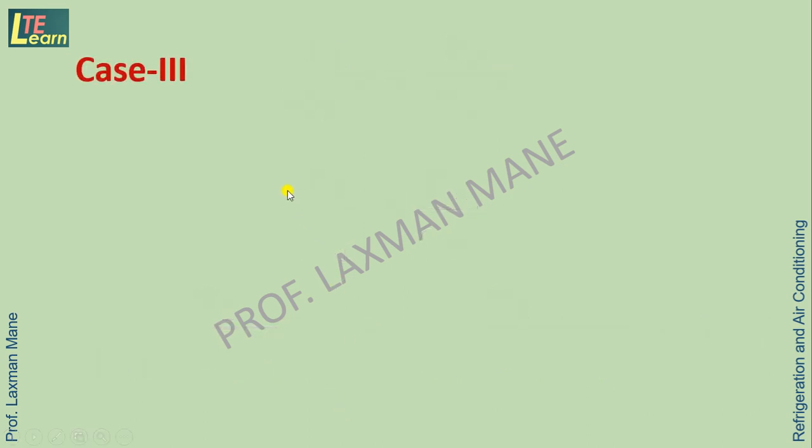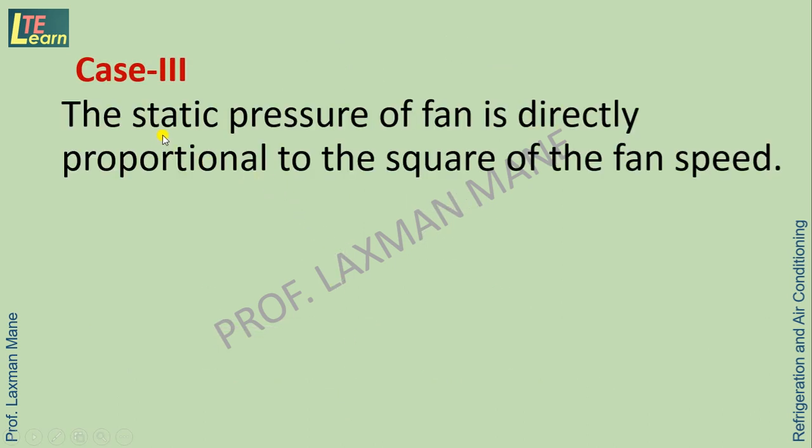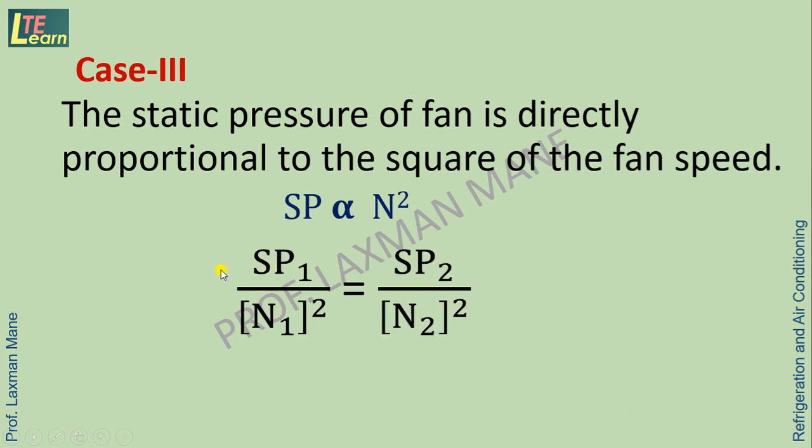Case 3 mentions the static pressure of a fan is directly proportional to the square of the fan speed. Mathematically, SP is proportional to N squared, where SP is static pressure and N is speed. It gives the relation SP1 upon N1 squared is equal to SP2 upon N2 squared.